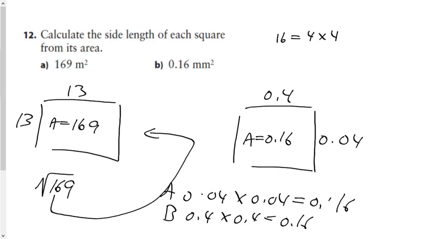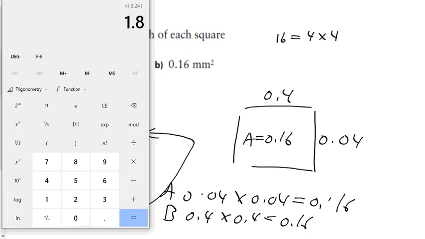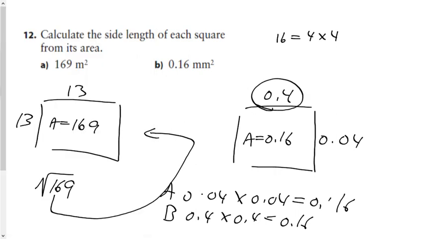Let's lock in our answers. Everybody that says A, raise your hand. Wow. Everyone that says B, raise your hand. All right, well, let's just check it out. The square root of 0.16, this is exciting, is 0.4. So therefore, the side length is 0.4, not 0.04.